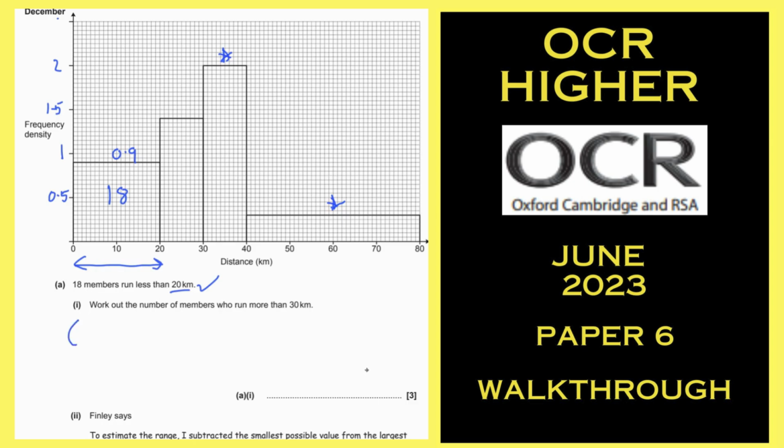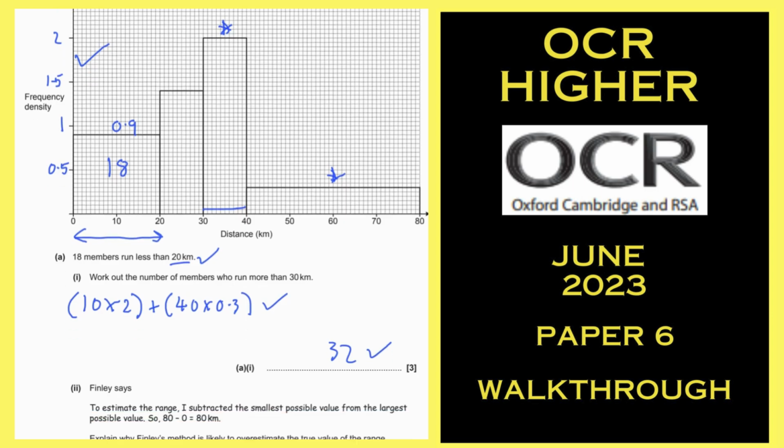The first one has a width of 10, and a height, if you read it off, its height is bang on 2. This final bar here has a width of 40, but its height is actually 6 squares, which is 0.3. Get all that into your calc for 32. You'll get a mark for the correct vertical axis up there. You'll get a mark for method and a mark for answer.